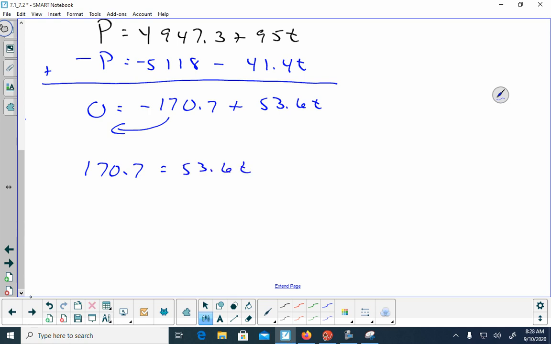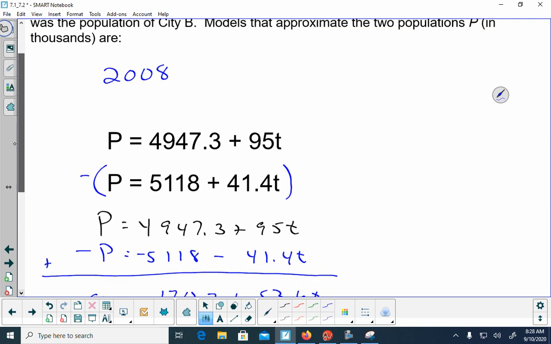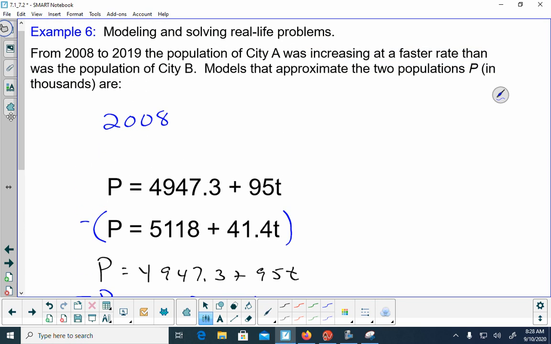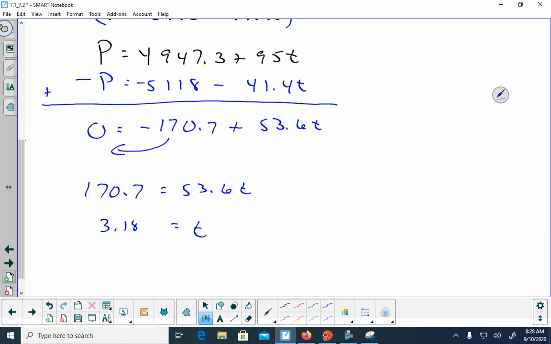53.6T. So I'm going to divide the 170.7 by the 53.6, and I'm going to get T is equal to 3.18 if I round to 2 decimal places. I'm going back and reading the question. It doesn't ask a question. Well, let me tell you. So this is time in years. So in approximately 3 years, the populations will be the same.